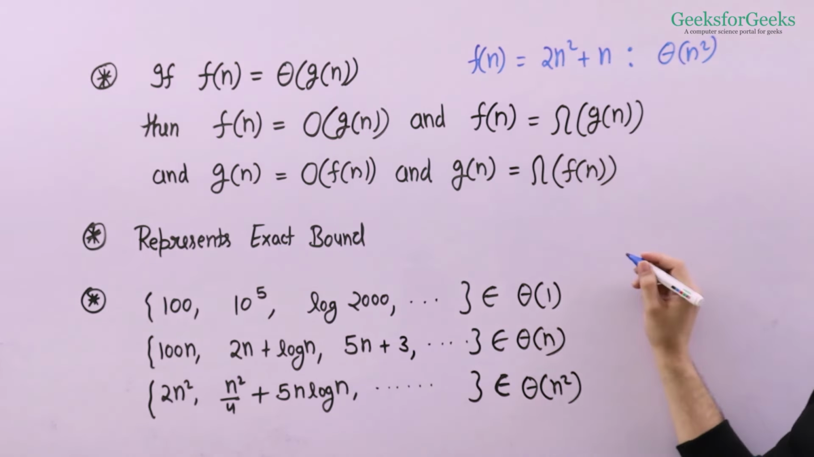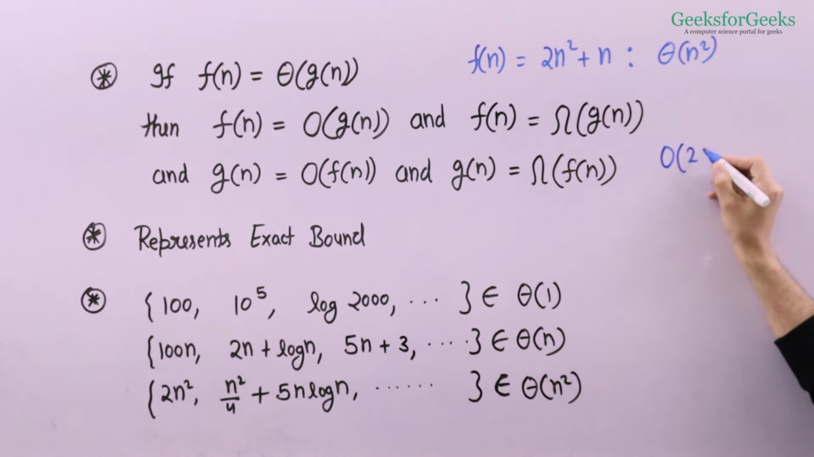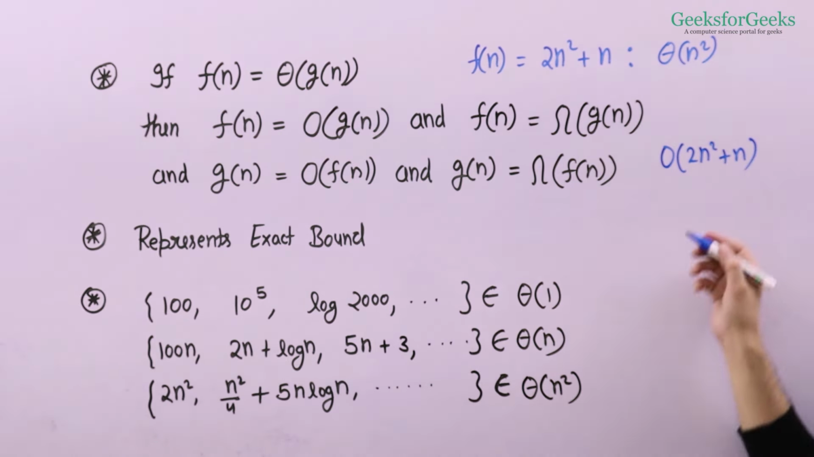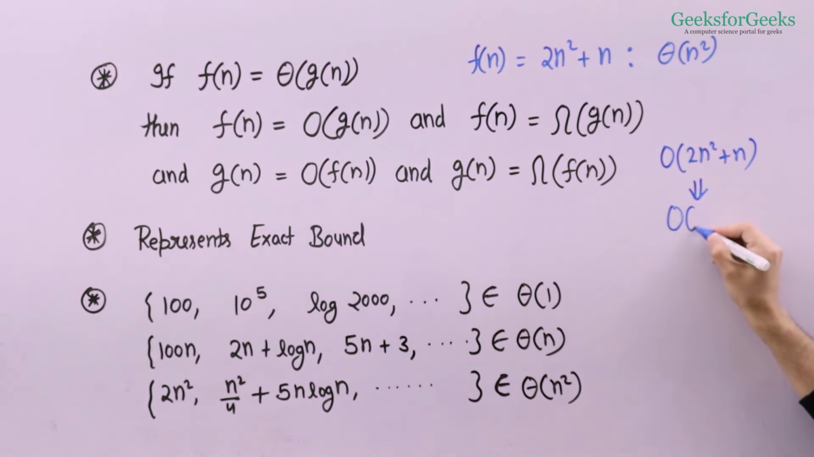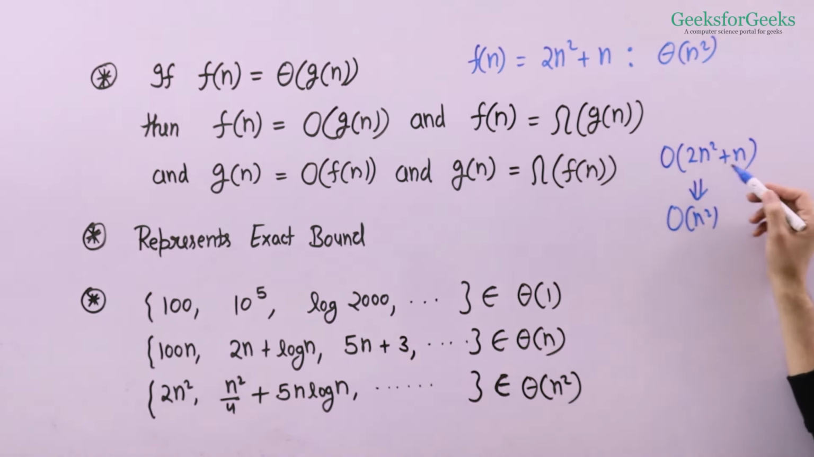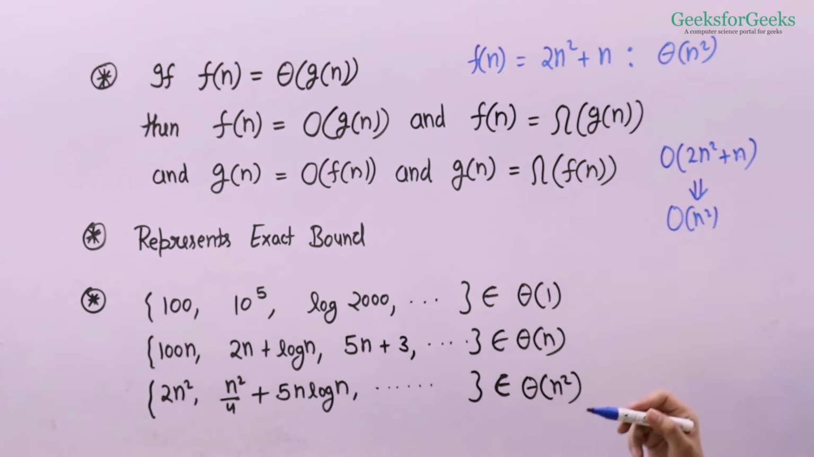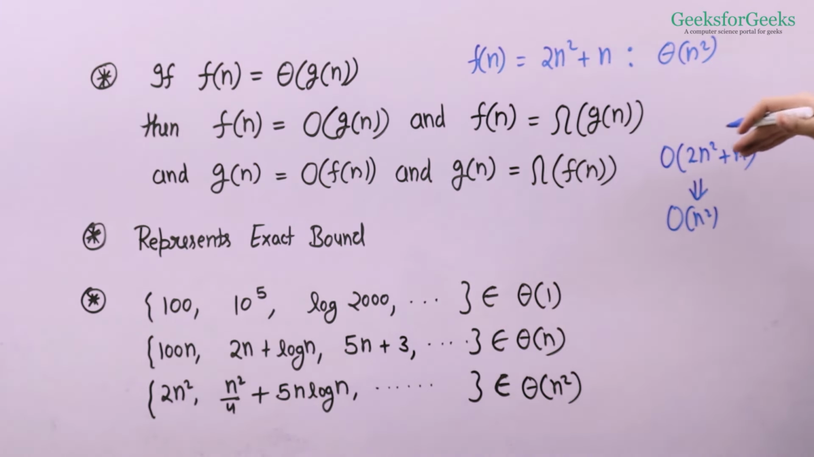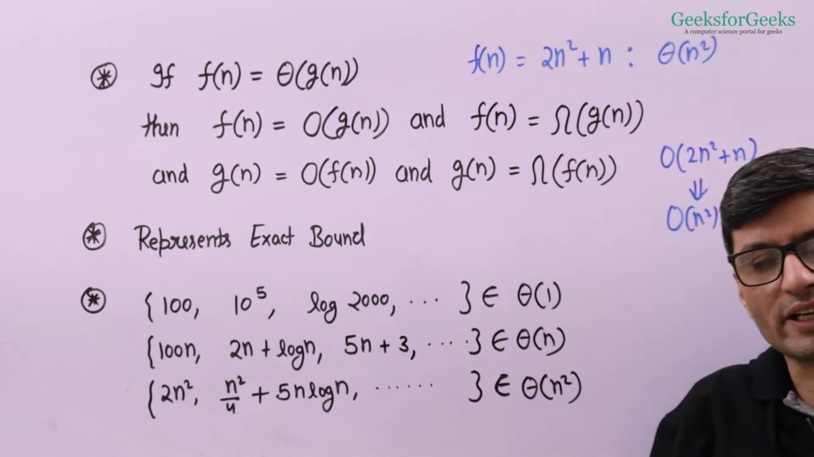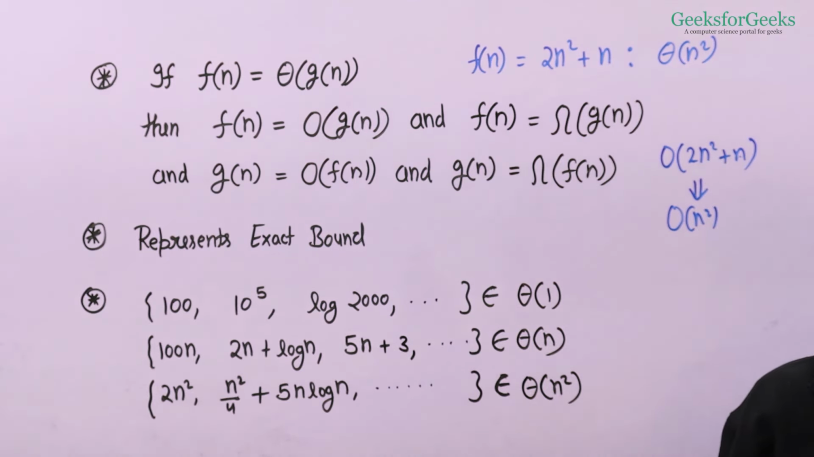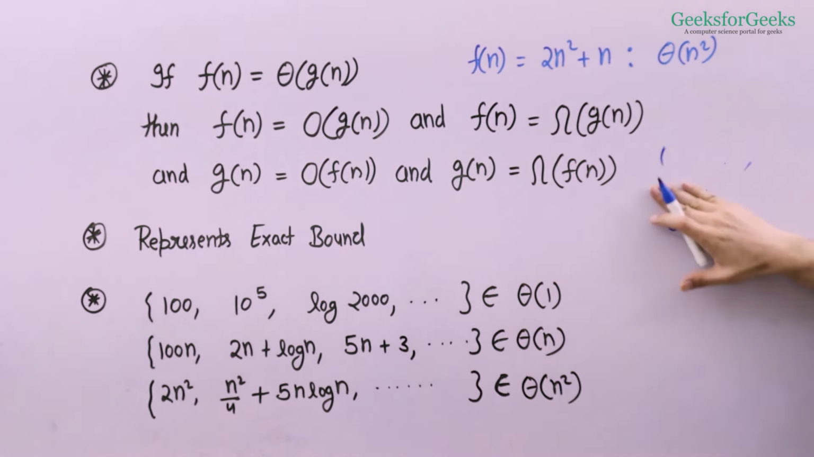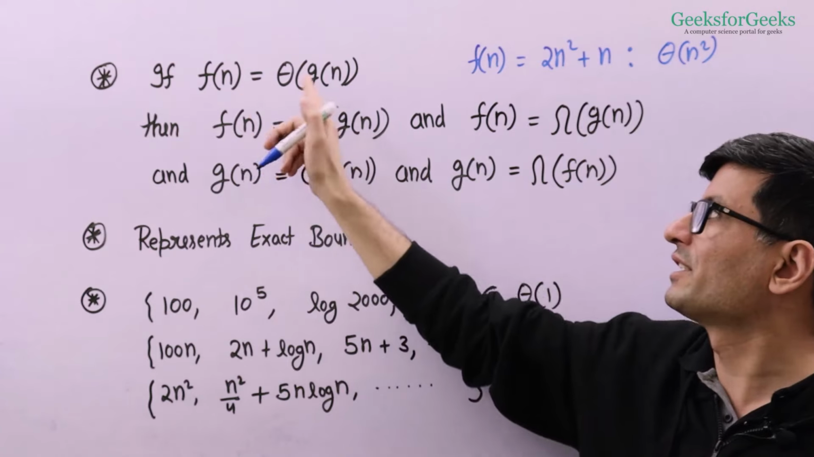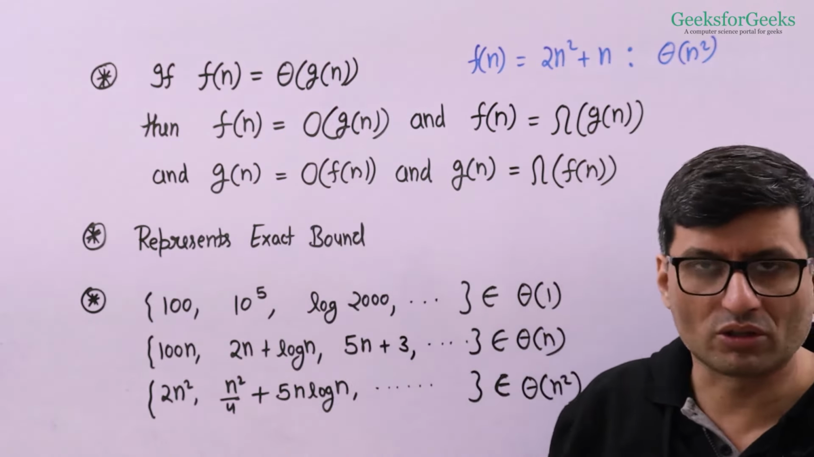Now you might be wondering, what is this big O of 2n square plus n? See, when we write a complex expression in big O notation, this complex expression is actually equivalent to big O of n square only, right? Because again, you can ignore the lower order terms, you can ignore the constant of the leading term, and you can again write it as big O of n square. So you can have complex things inside big O notation or big omega notation, and again the same rules apply, and you can simplify those complex terms, right? So since theta represents exact bound, all these four things are true when f(n) is theta of g(n). They both have exact order of growth, right?